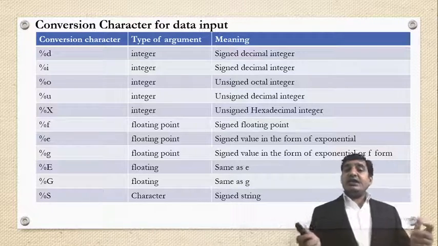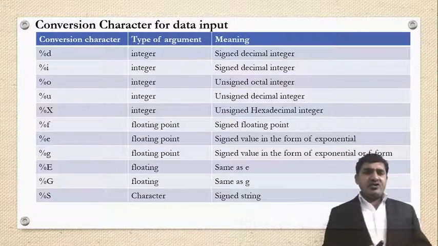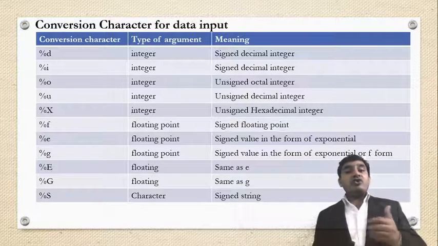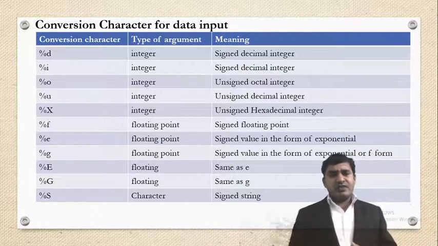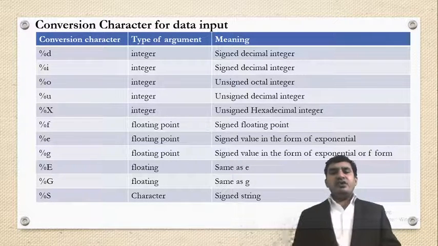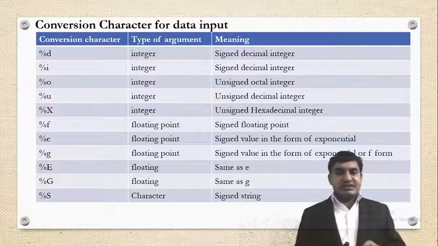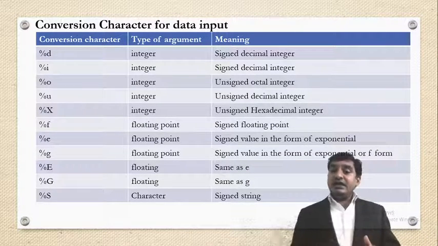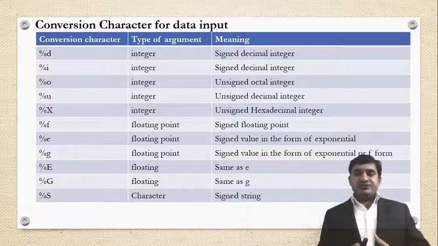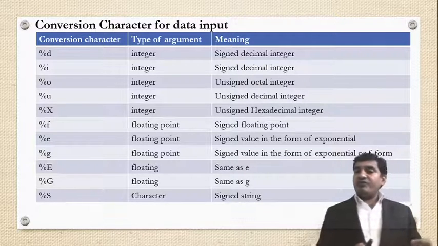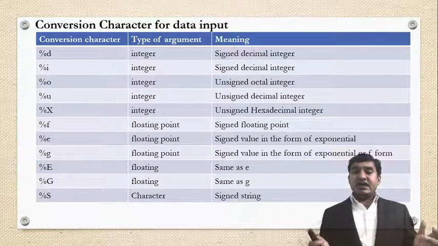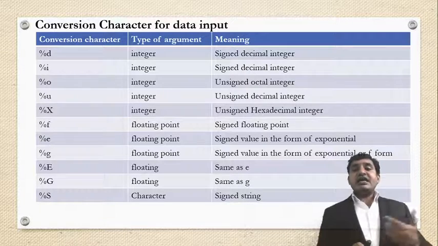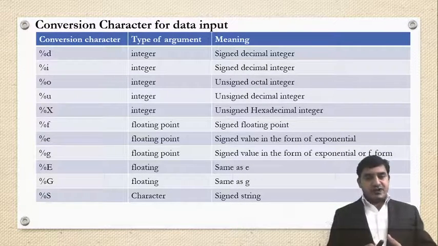When we use percentage f, it indicates a signed floating point. When we use percentage e, it indicates a floating point in exponential form. Percentage g is used when the signed value is in exponential or floating point form, that is, a real number. Percentage capital E indicates a floating point, the same as e, a signed value in exponential form. Percentage capital G indicates a floating point, the same as g. We use g when the signed value is in exponential or f form.